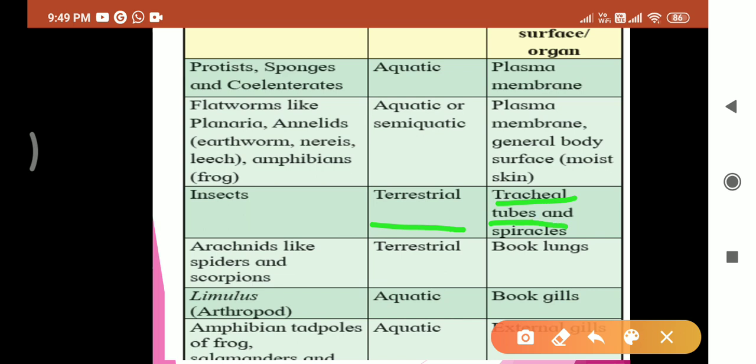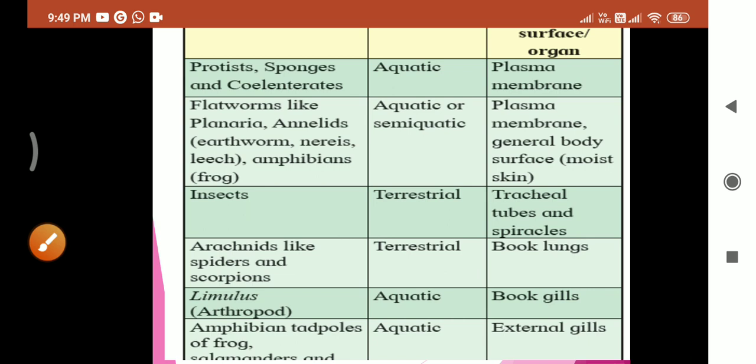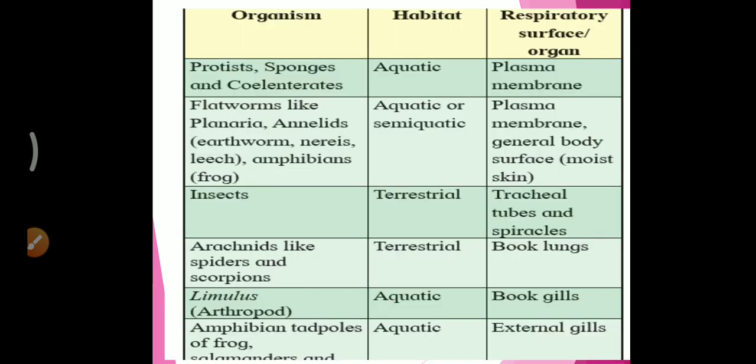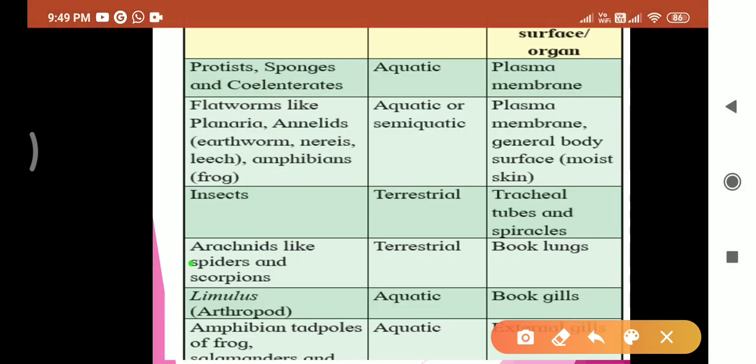The next important word is spiracles. The cockroach has openings, holes, in its body surface, and these open holes are called spiracles. After the spiracles there are small tube-like structures, which are the tracheal tubes. This is the place for gas exchange.